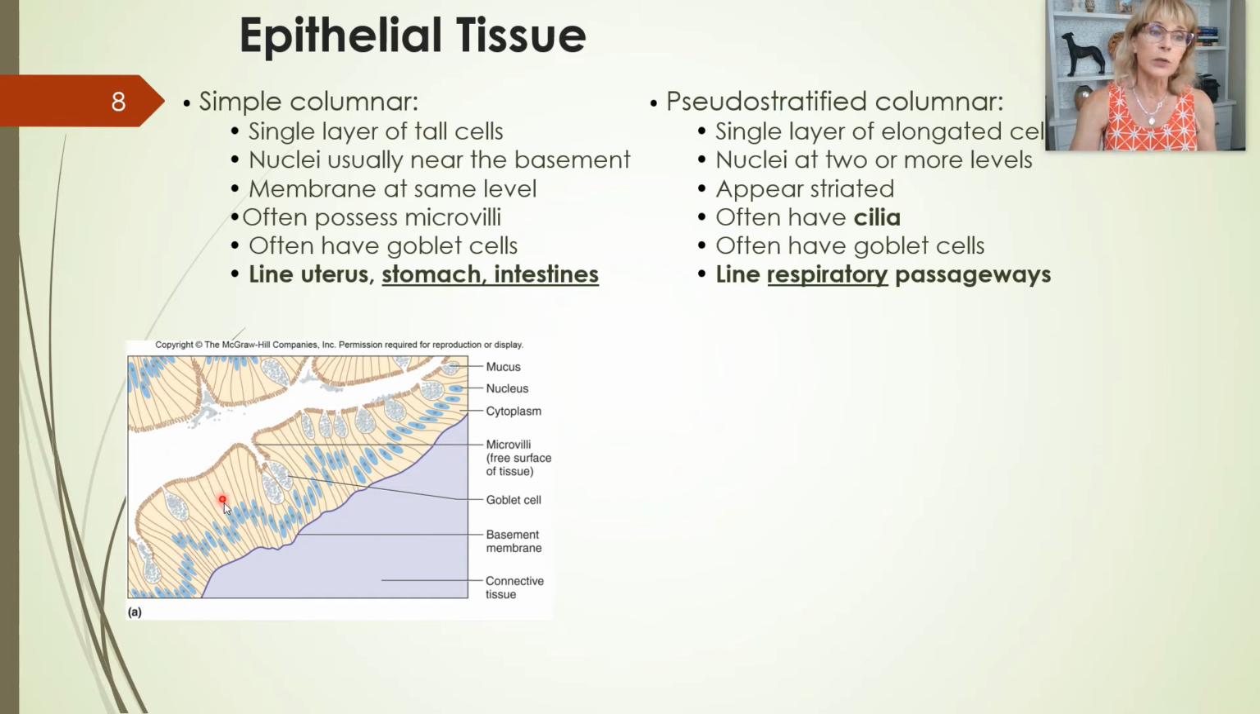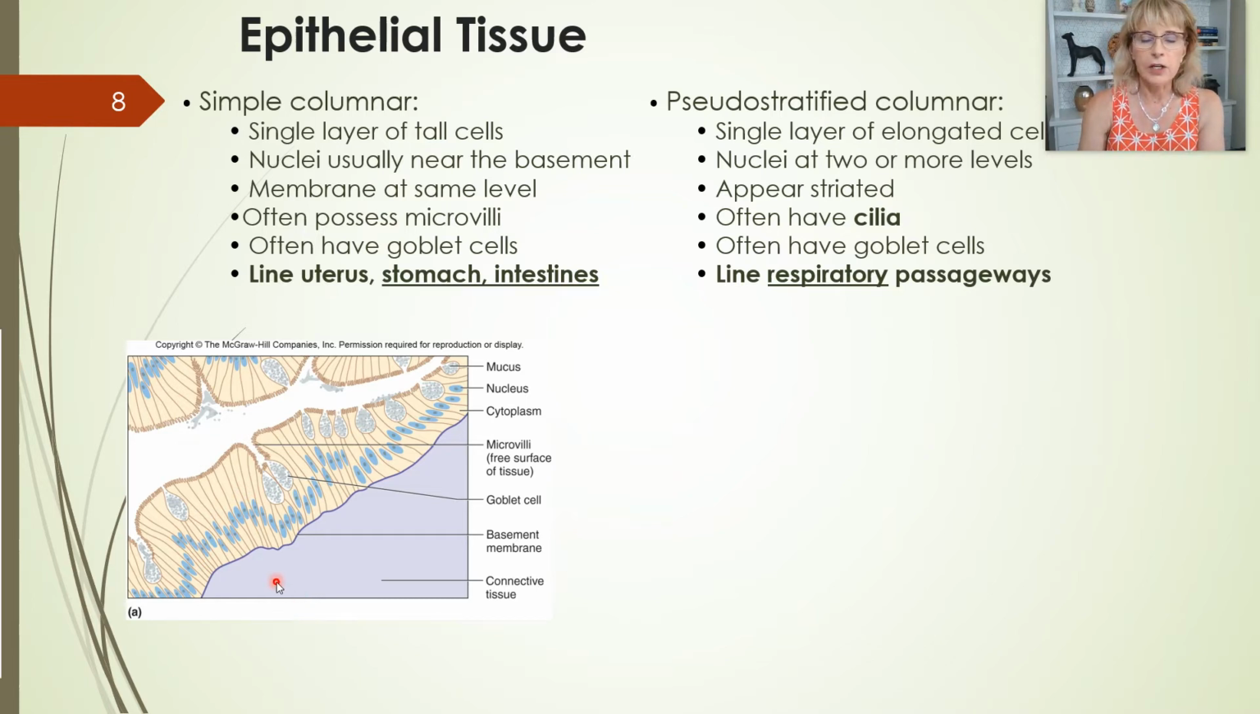Did I tell you, if you have to stop and think, look at how tall and skinny these are, like columns that would hold up a Greek temple or something like that, right? So, simple columnar: a single layer of tall cells. The most common place that we will find them is lining our intestinal tract. One of the reasons is that these cells are really important for making and releasing enzymes into the intestines, and then for doing active transport of digested molecules from whatever you ate into your bloodstream.